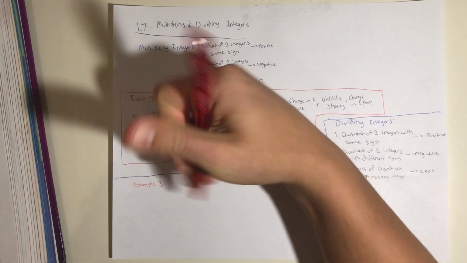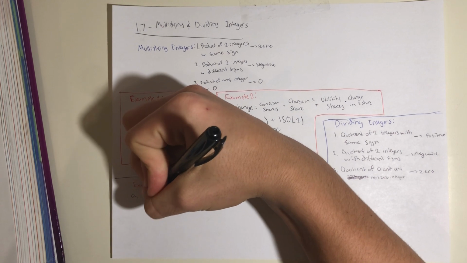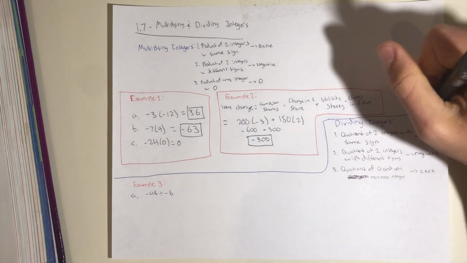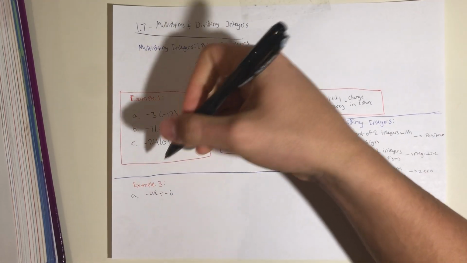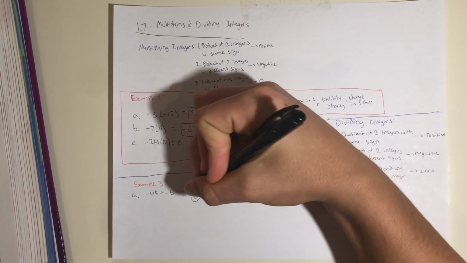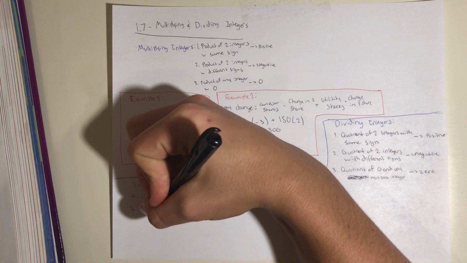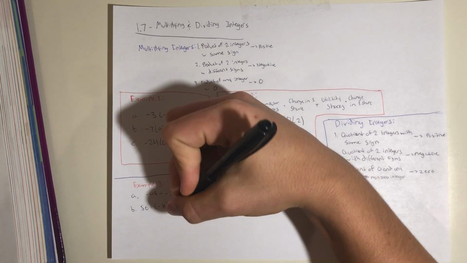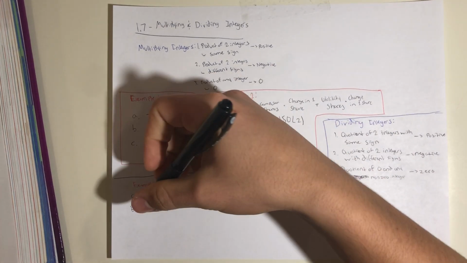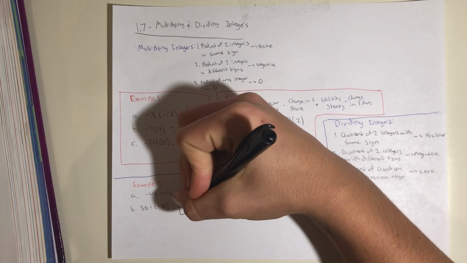Example 3 gives us negative 48 divided by negative 6. Look at number 1, the quotient of two integers with the same sign. Negative 48 and negative 6 are the same sign, so this would be positive 8. If you have 56 divided by negative 8, that's the quotient of two integers with different signs, so it would be negative. So 56 divided by negative 8 would be negative 7.